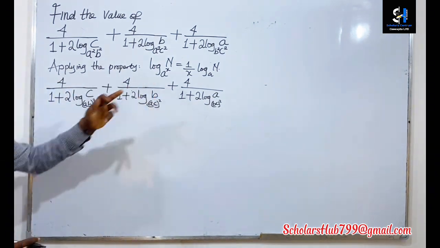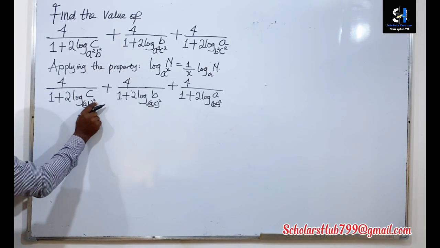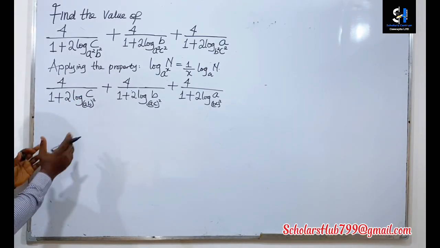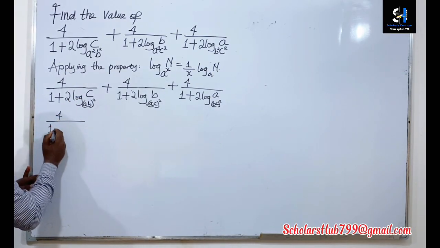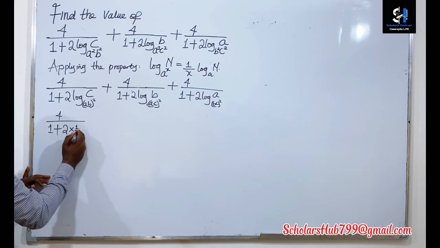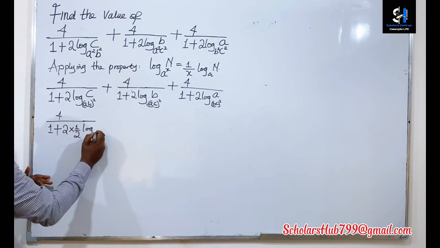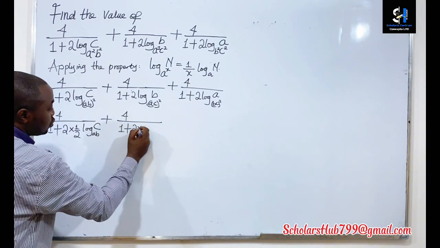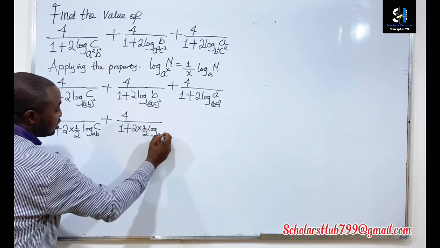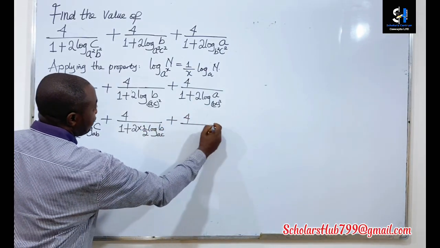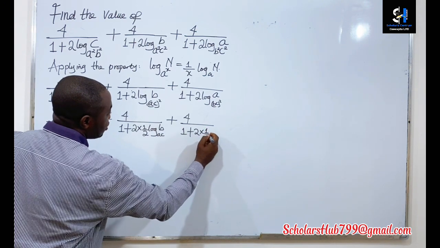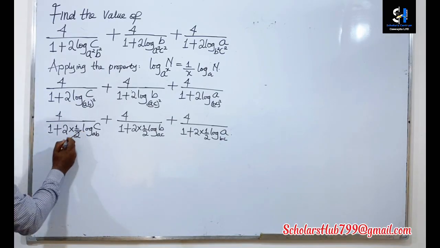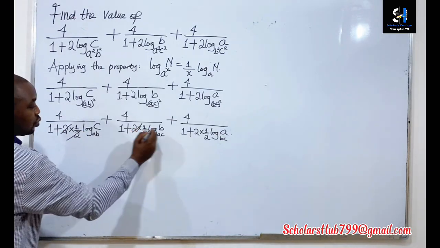So now we can apply the property. When the base has an exponent, it comes to the front of the log, and it becomes reciprocal. So we have 4 divided by 1 plus 2 multiplied by 1/2 of logarithm to base ab of c, plus 4 divided by 1 plus 2 times 1/2 logarithm to base ac of b, plus 4 divided by 1 plus 2 times 1/2 logarithm to base bc of a. All right, so 2 times 1/2 will be 1.